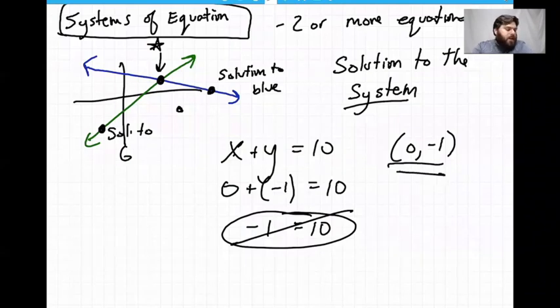So that's kind of the idea here, is that we're going to be given two equations and we're going to want to solve the system. So remember, we're looking for this intersection point, or a point that solves both equations simultaneously. It's got to be at the same time. So a point that solves the system at the same time, we're going to call a solution.